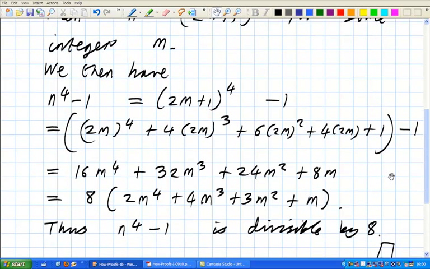But this was: use the definition of odd, use the binomial formula, and essentially, at the end, use the definition of divisible by 8 implicitly in saying that's a multiple of 8, so it's divisible by 8.